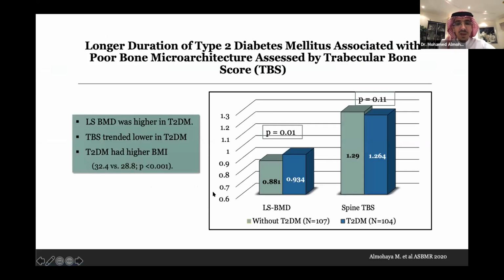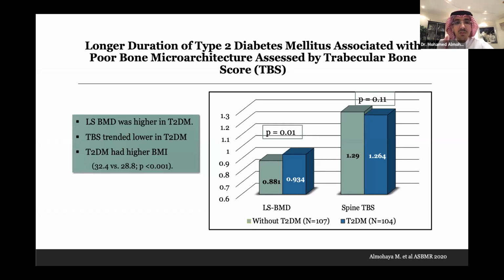What we have found is higher BMD values in those with type 2 diabetes, as you can see here in this figure. And also there was a trend toward lower TBS values in comparison to those without diabetes. Of course, those with type 2 diabetes have higher BMI. That might be explained by the metabolic syndrome, obesity, and other risk factors in type 2 diabetes patients.